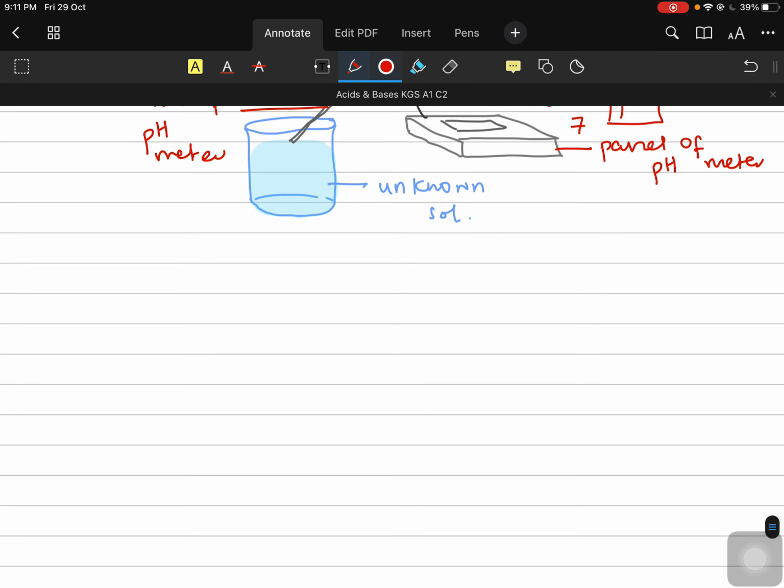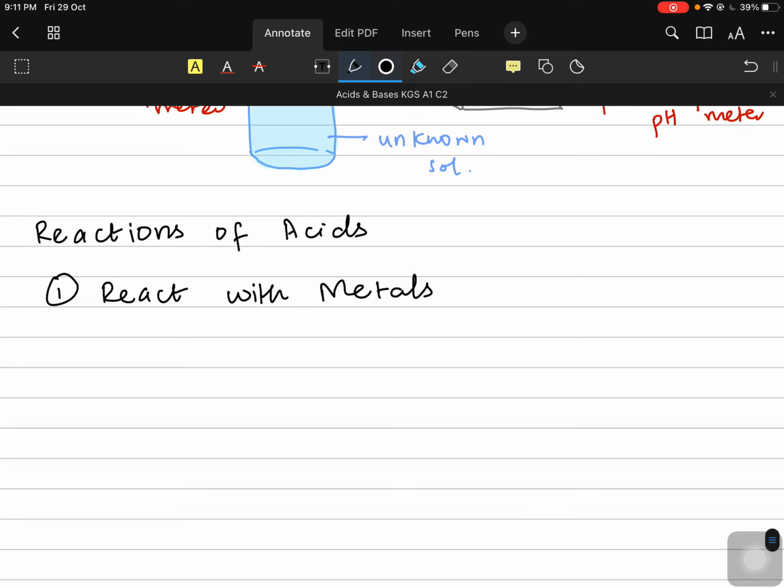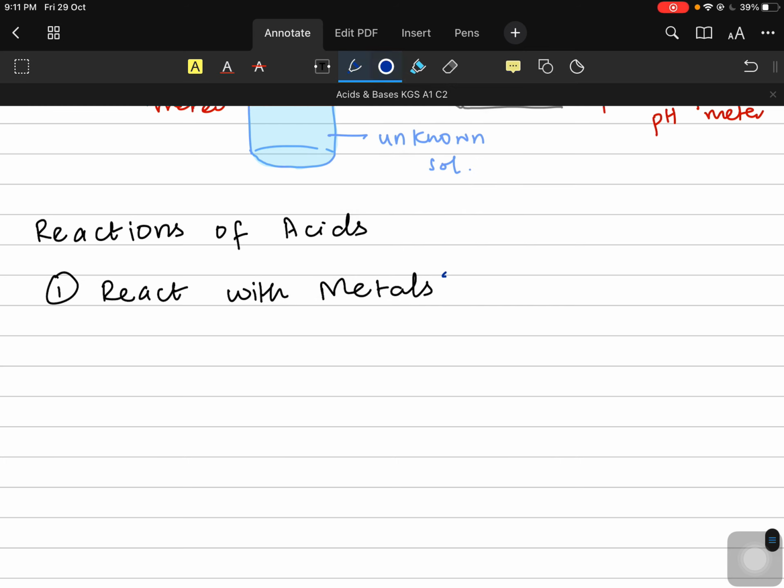Right now we're going to be talking about the reactions of acids. So the first one is they react with metals. Now we know that metals obviously make positive charges. So metals are the ones which make positive charges. We're going to use this idea later while we are creating the equations.